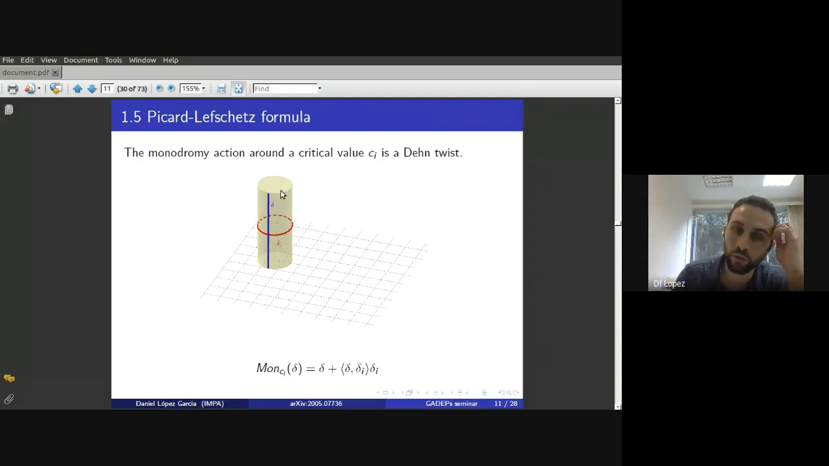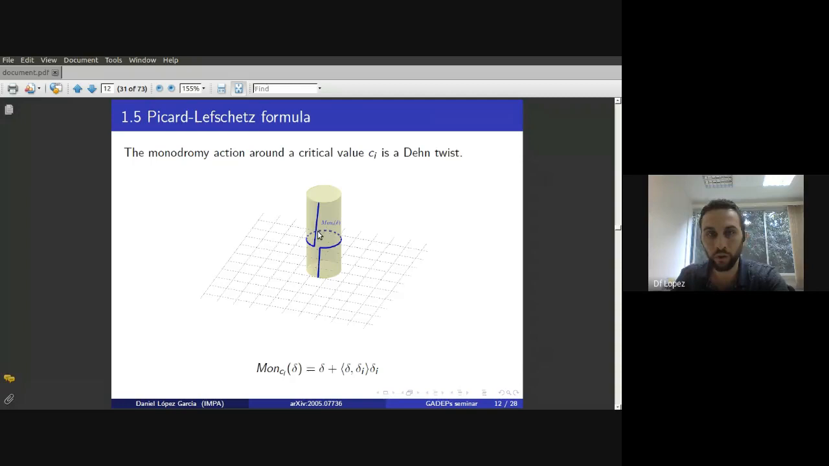So let me consider a regular fiber here and a cycle delta in the fiber. I want to compute the monodromy around the critical value c_i. And we denote by delta_i the vanishing cycle associated to this critical value. So the Picard-Lefschetz formula says that this monodromy here is a Dehn twist. That means that this is delta plus the intersection number between delta and delta_i times delta_i. In the picture, for example, the intersection is just one. So the monodromy of this delta around c_i looks like this, just like a Dehn twist.